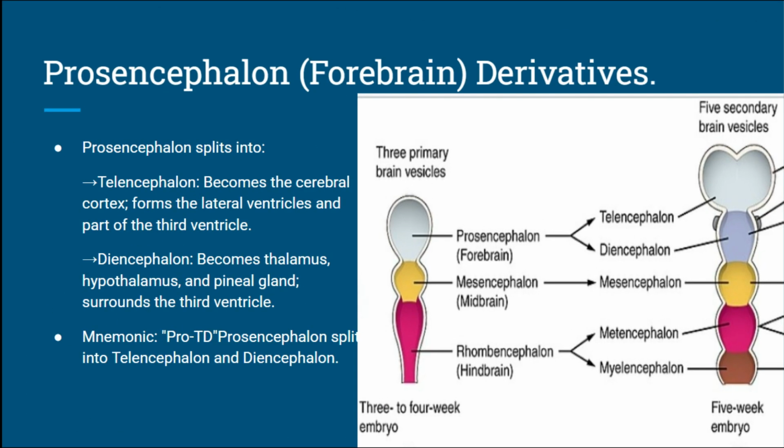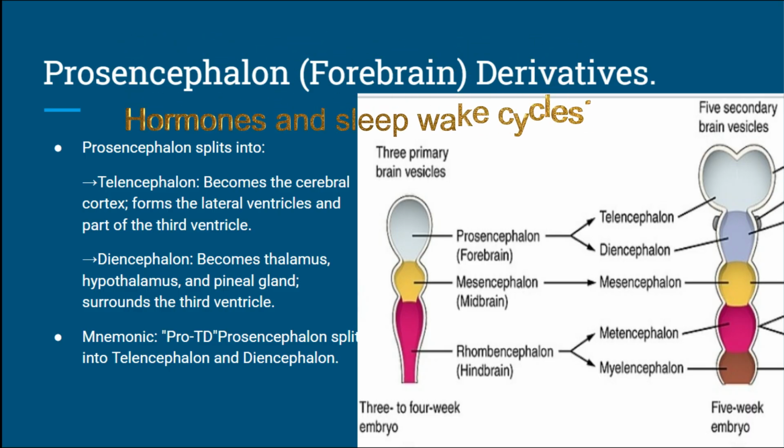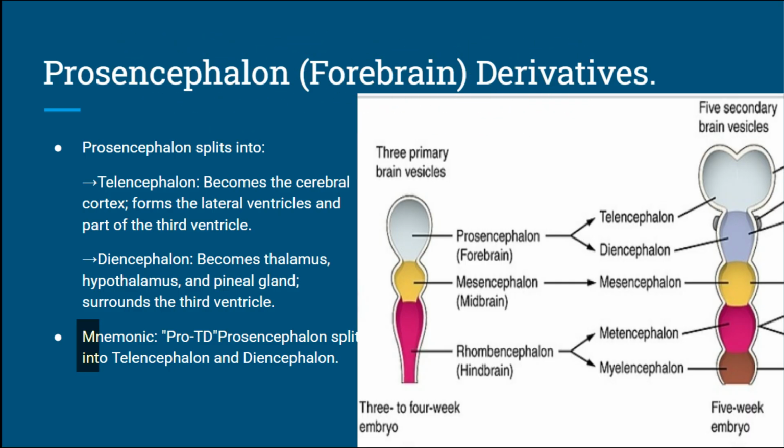The prosencephalon, or forebrain, is a big deal. It splits into 2 key parts: the telencephalon and diencephalon. The telencephalon becomes the cerebral cortex, which is your thinking cap, and it forms the lateral ventricles and part of the third ventricle. The diencephalon, on the other hand, develops into the thalamus, hypothalamus, and pineal gland, crucial for relaying signals, regulating hormones, and managing your sleep-wake cycle. To lock this in, use the mnemonic PRO-TD. Prosencephalon splits into telencephalon and diencephalon.